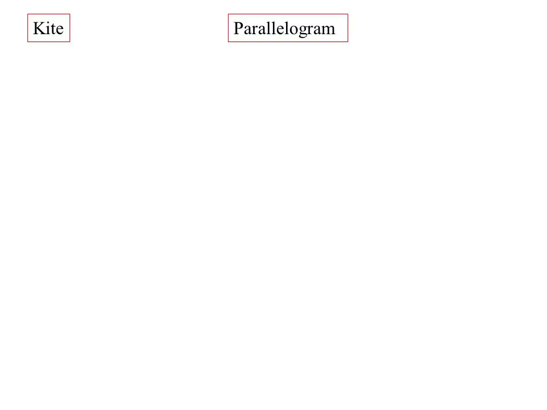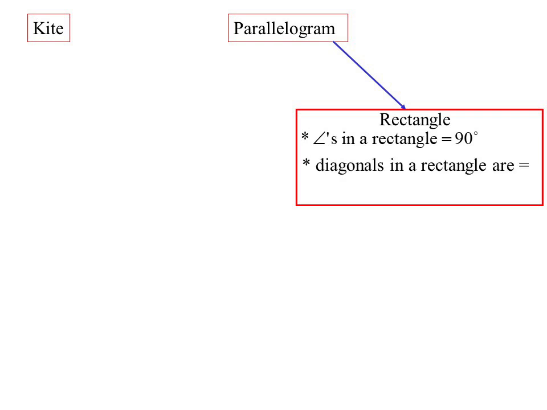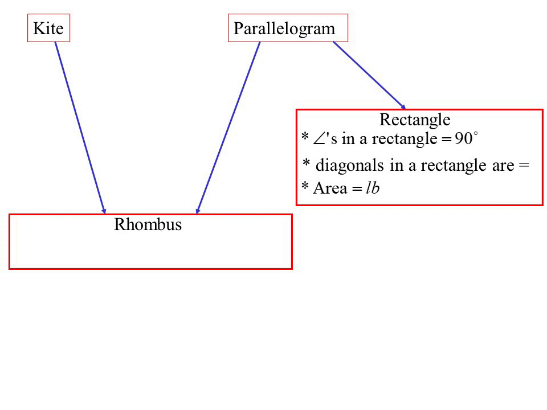Okay. The parallelogram branches off to the rectangle, where we know, oh, now the actual angle is 90 degrees. So it gets a little bit more specialised. The diagonals now become equal. And length times breadth, of course, the area formula. So now the rhombus, which is both a kite and a parallelogram. And that's why we often say the area of a rhombus is half the product of the diagonals, because the rhombus is a kite. And so we can use the formula for a kite. What else do we know about a rhombus? Well, we now know the diagonals in a rhombus bisect the vertex angles. So that's how it becomes more specialised.